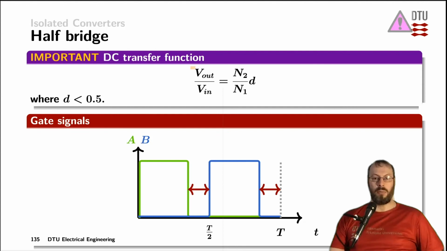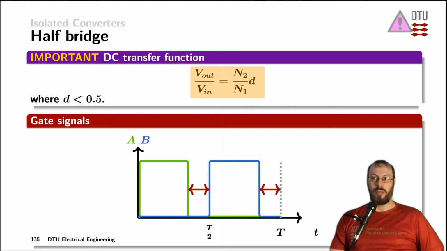The output to input voltage transfer function, the DC transfer function of the half bridge, is again the duty cycle scaled by the turns ratio of the transformer. For other rectifiers than the current doubler that we have looked into here, you might find other transfer functions, but this is the one as it is shown on the previous slides.